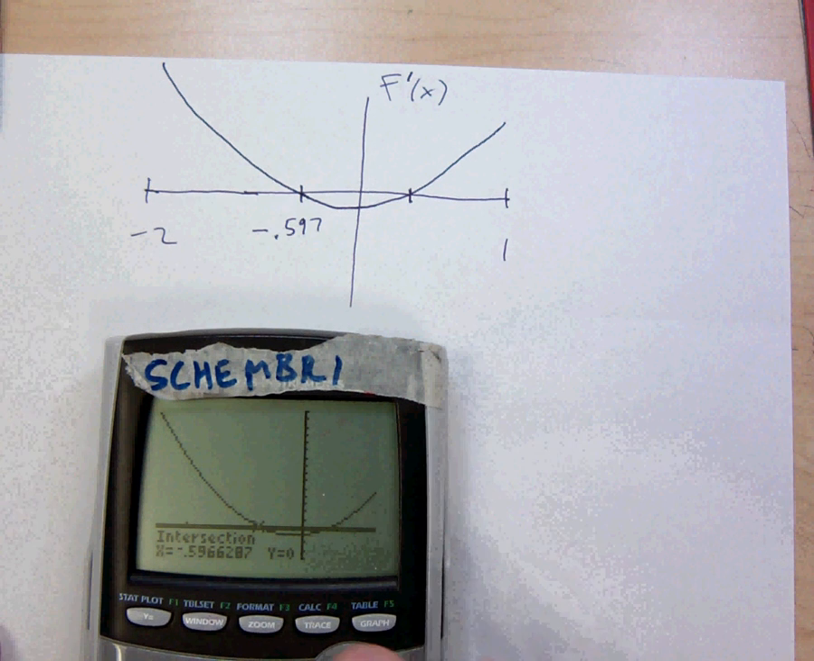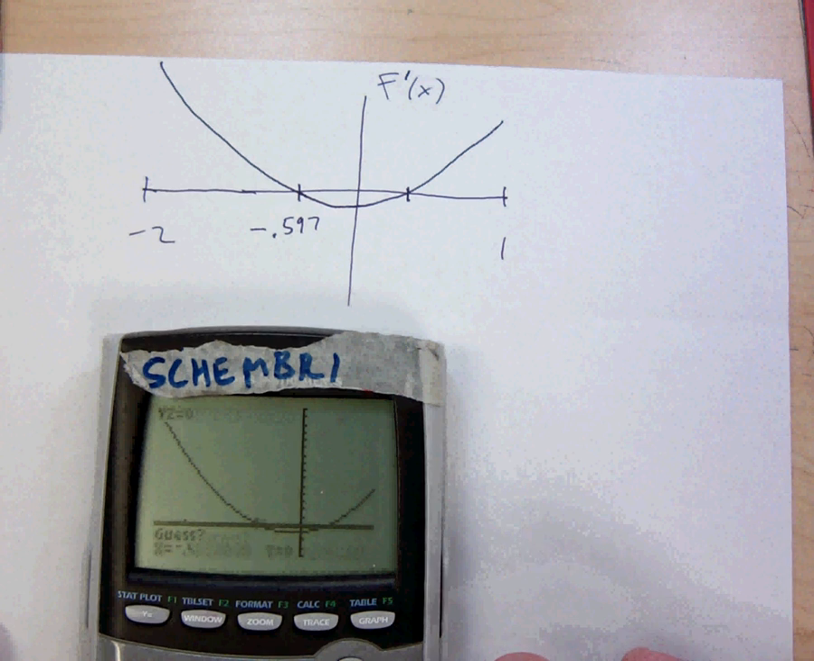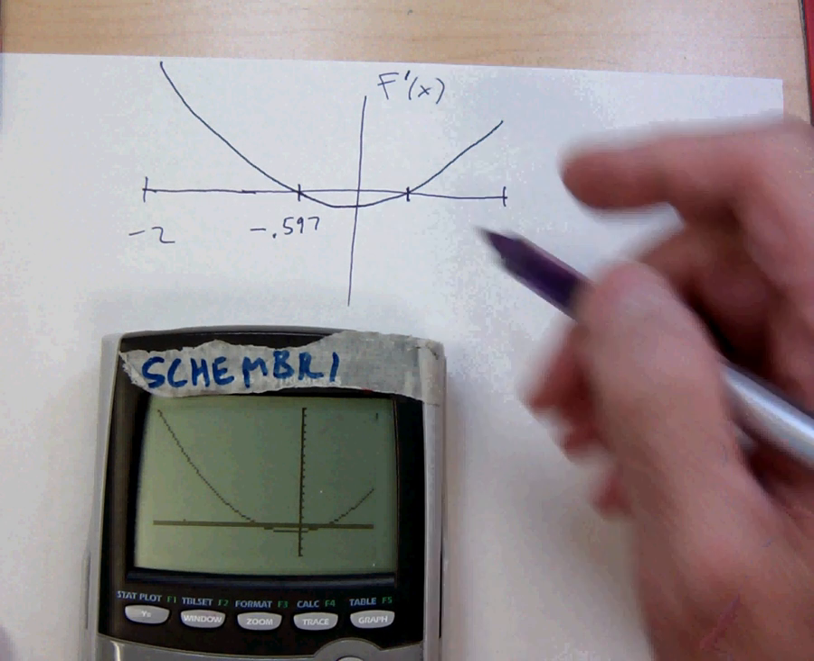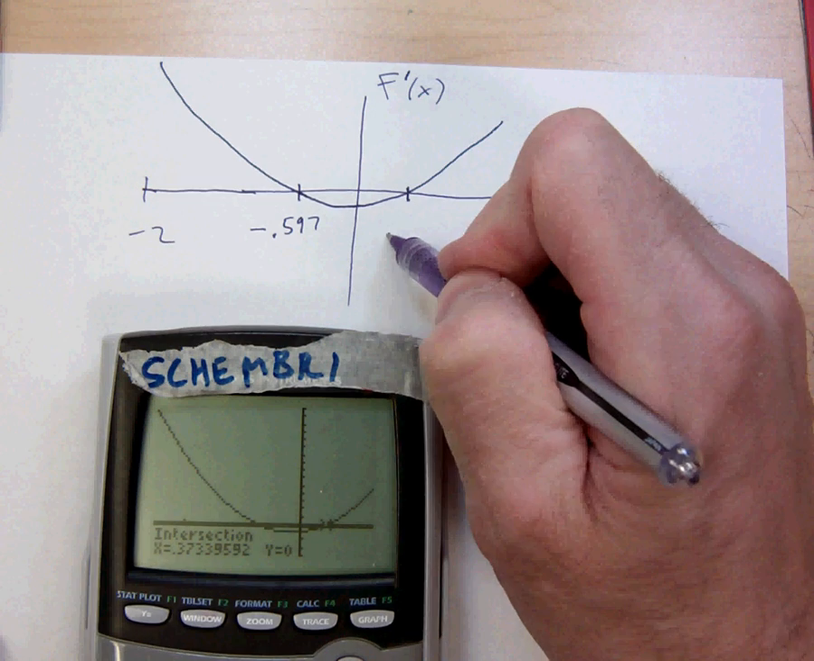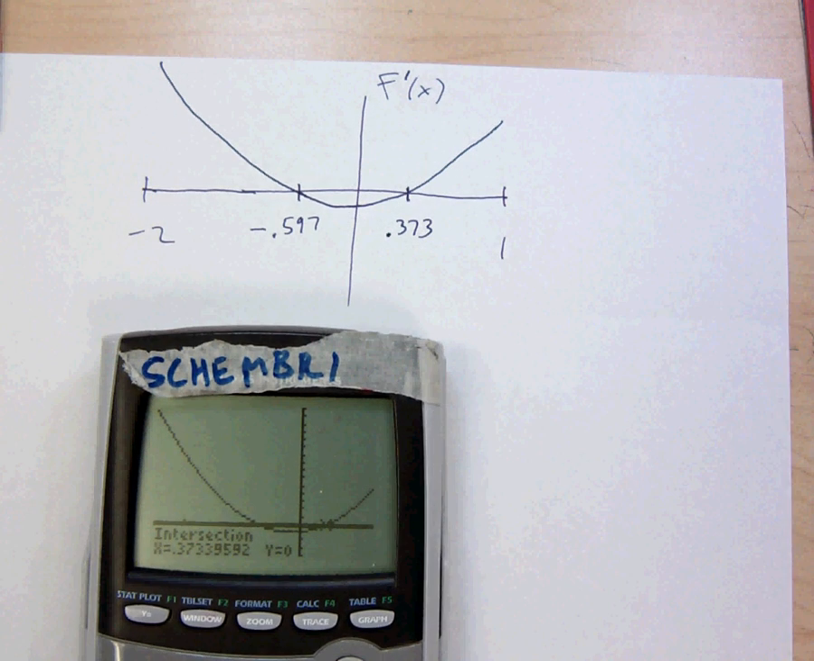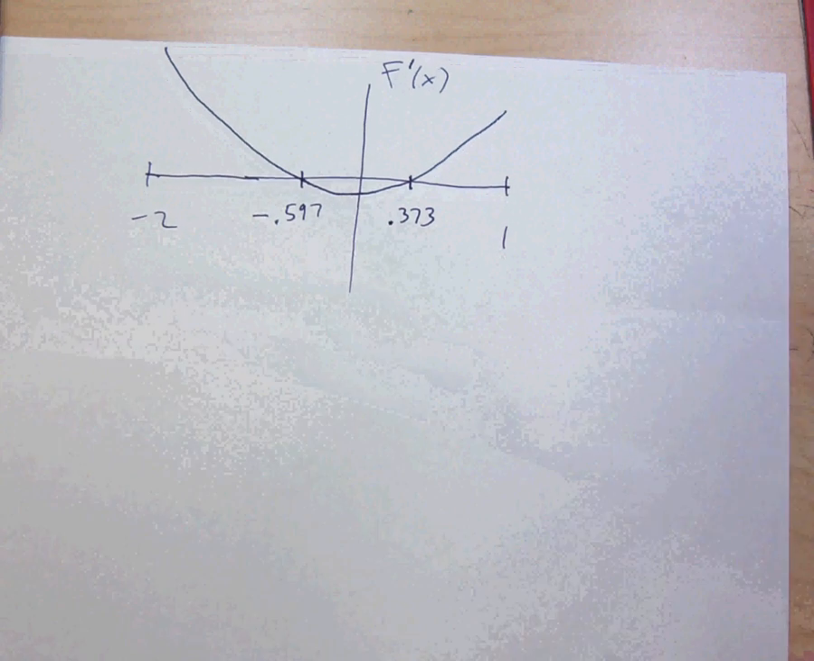All right, do it again. Second, trace, intersect. Enter, enter. This time on guess, you move over to this one and hit enter again. And so that one is 0.373. Okay, good. So once you do that, you can just put your calculator aside and now answer the question.